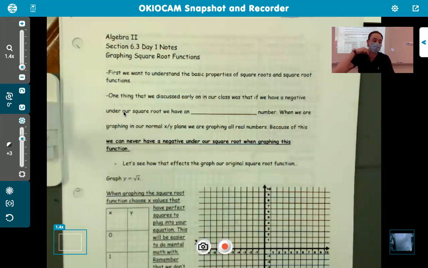We're doing day 1, and we're talking about graphing the square root function. All right. So what we're going to do over the course of today is take a look at the square root function and then some transformations of this original function as well.